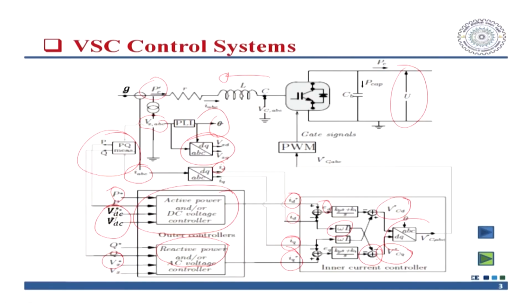So, you get theta again, and this theta will be fed again into the dq to ABC block. From there, you will generate the control signals for the PWM. We have already discussed PWM in our discussions. So, different kinds of PWM techniques can be applied depending on the level of the inverter, and then it will be triggered.